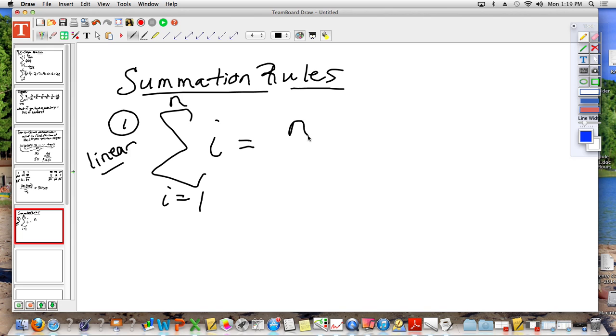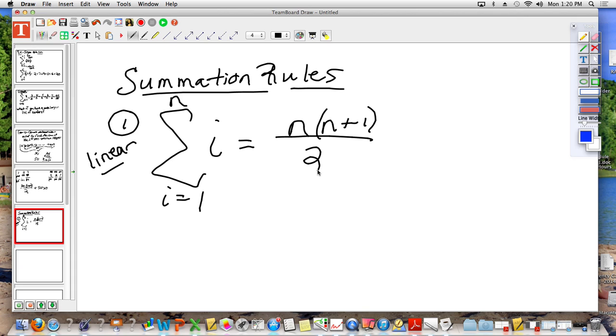You take the n, in this case it's just an n, you multiply it by n plus 1, and what do you do to it? You divide it by 2. This is the rule that you need to know and learn and use.